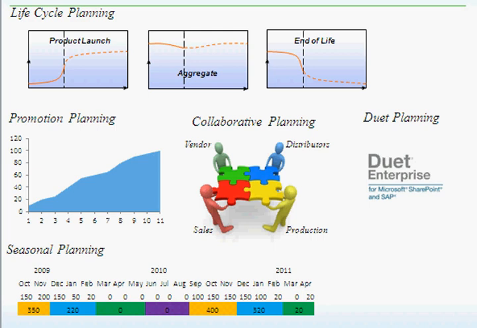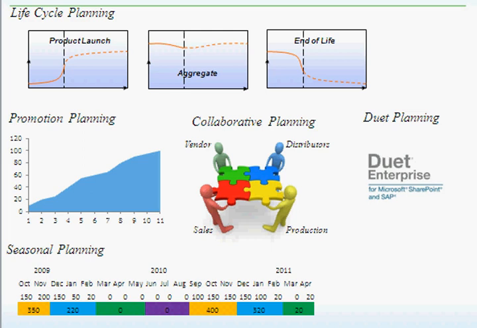Now, just a few minutes back, we talked about a few of the forecasting techniques that you have in the APO demand planning tool. Moreover, the APO demand planning tool has features like life cycle planning, then there is promotion planning, then there is collaborative planning, then there is duet planning and seasonal planning. So what is life cycle planning? Life cycle planning is like modeling a new product that you're going to introduce in the market.